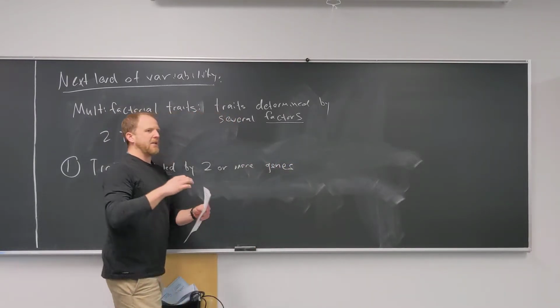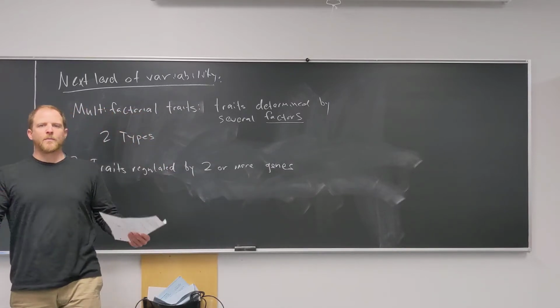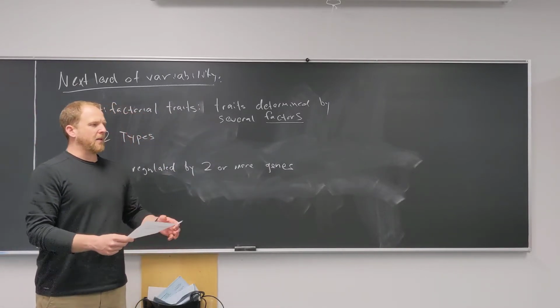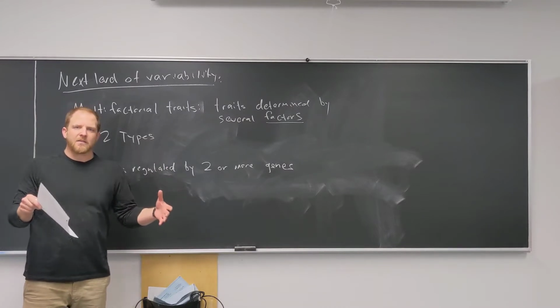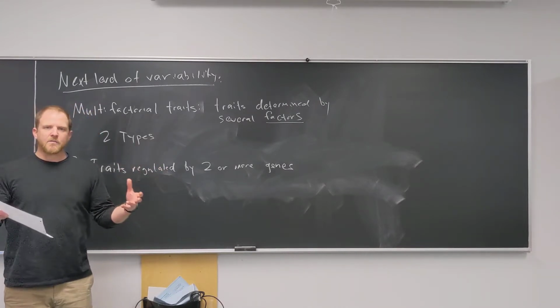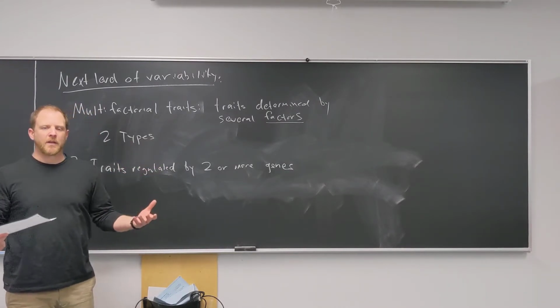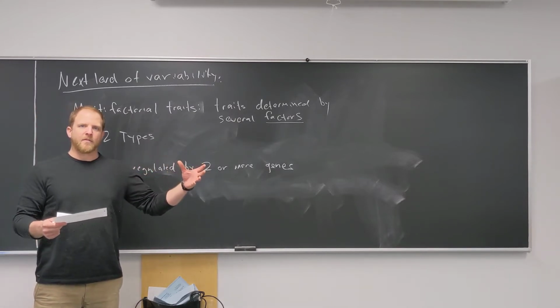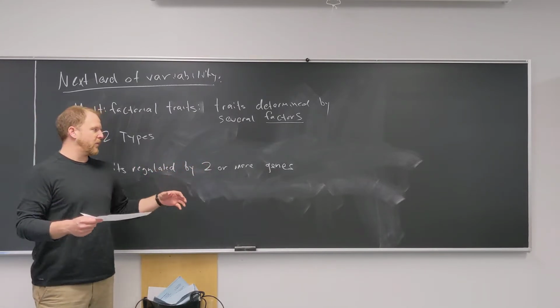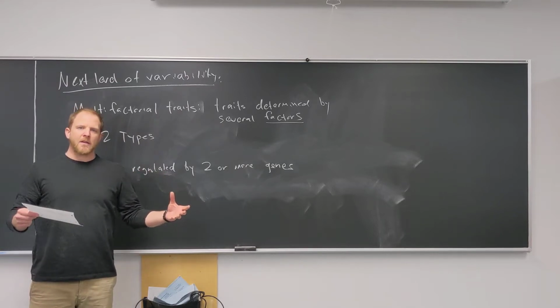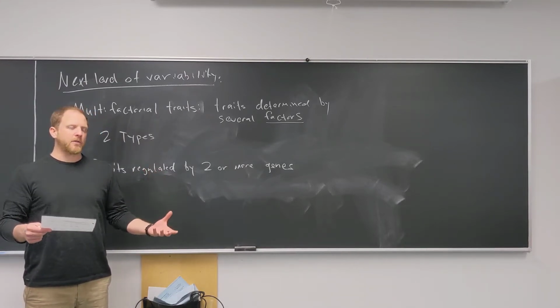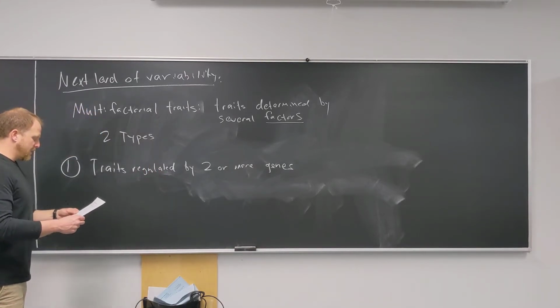Okay, so you can start to see how this builds up more variability, right? So last week we talked about variability within a single gene. Varying dominance relationships between alleles, multiple alleles, that can build up greater phenotypic variability. So now imagine the case of we actually now have multiple genes that are interacting to regulate a single trait. Okay, these are multifactorial traits.